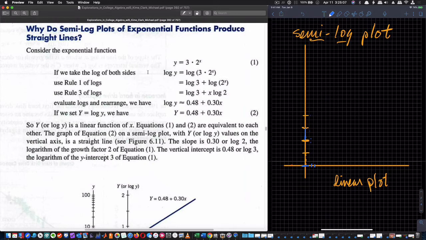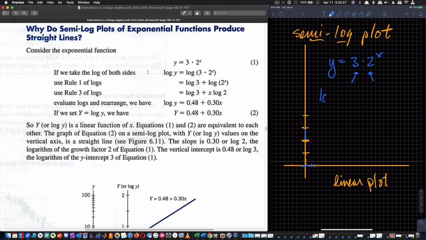If we take logs of both sides, so let's say I have the exponential function y equals 3 times 2 to the x. So this is a doubling function because I'm multiplying times 2 repetitively, and my starting amount is 3. So this is how straightforward this is. It's not any more complicated than this.